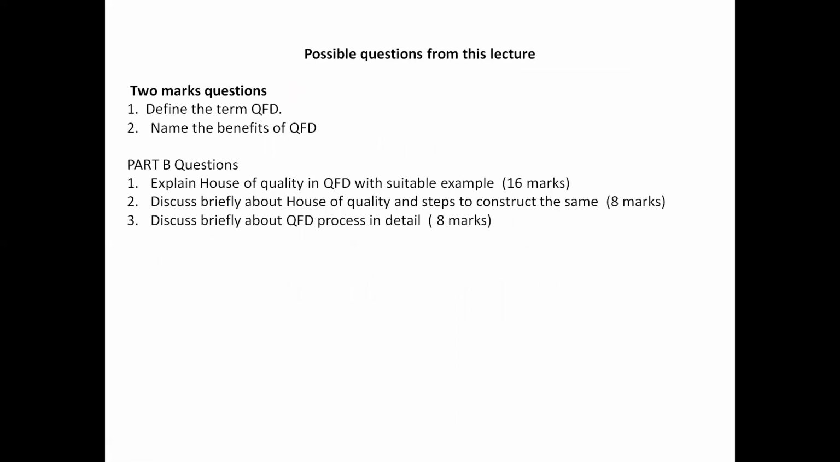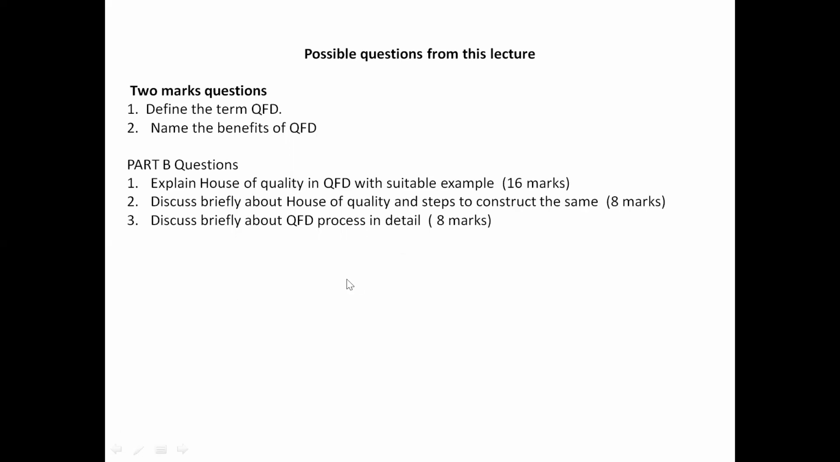So the possible two more questions from this lecture are: define the term QFD, and benefits of QFD. Repeated questions. In Part B: explain house of quality with a suitable example, 16 marks; or discuss briefly the steps to construct the house of quality, 8 marks; discuss the QFD process, 8 marks. With this last lecture on QFD you have got everything. This is a very good example of QFD. You need not write all the example I have given.